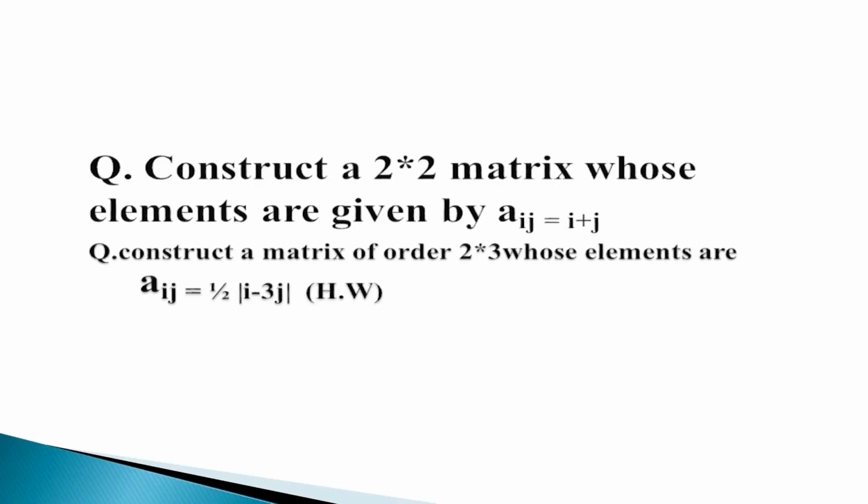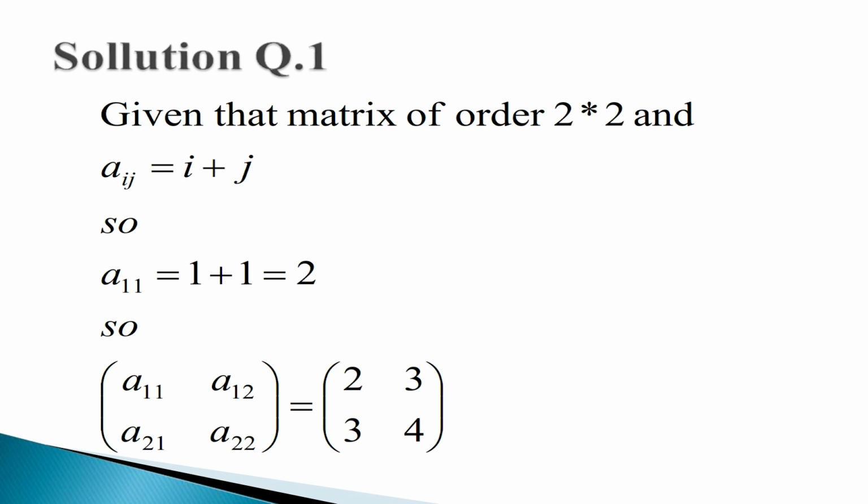Next, construct another question: construct a 2 cross 2 matrix whose elements are given by Aij is equal to i plus j. Construct a matrix of order 2 cross 3 whose elements are Aij is equal to half times i minus 3j. Solution of equation 1.